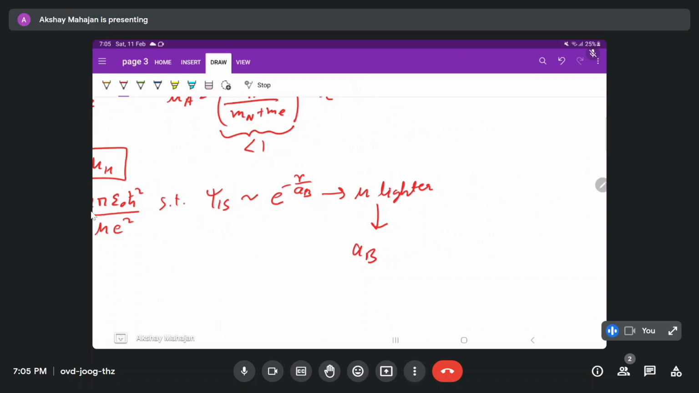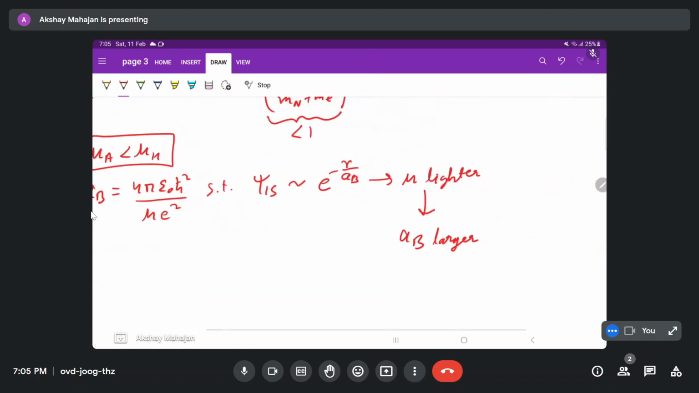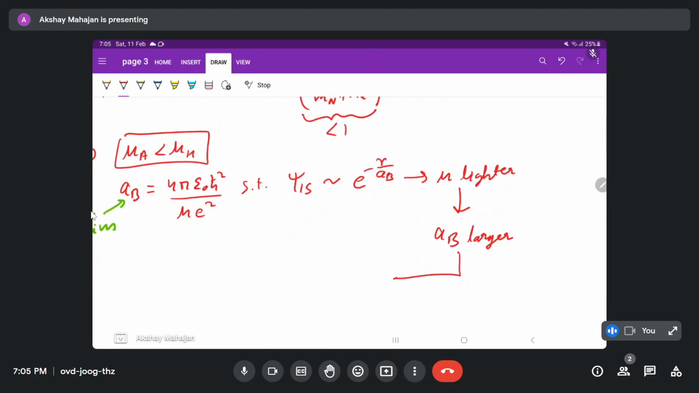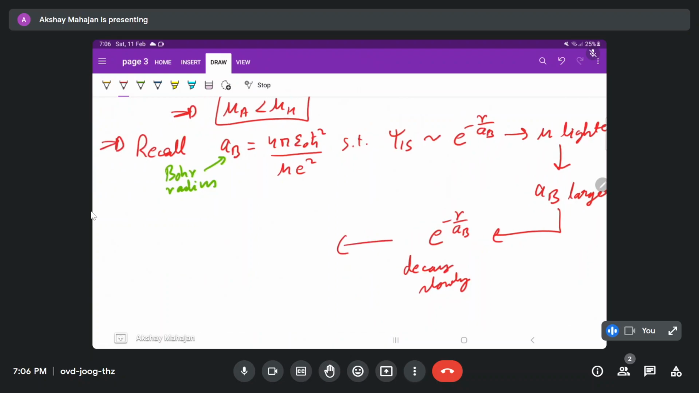So our a_B is going to be larger, because a_B is inversely proportional to mu. What will happen because of this? We have our function, e to the minus r upon a_B. Since a_B is larger, this function will decay slowly. What does this mean? I would expect my psi 1s of the actual case, where mu is not the electronic mass but the reduced mass, to be more diffused.